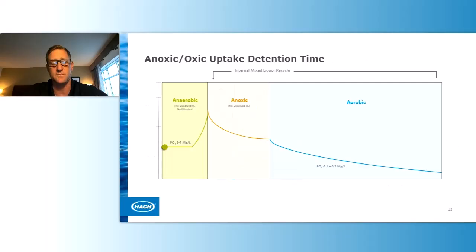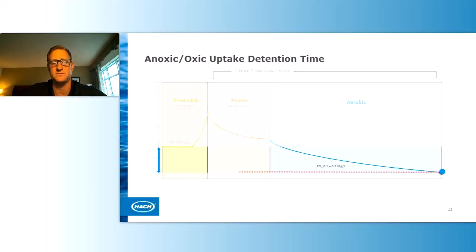This is just an animation showing what that would look like. We have 2 to 7 milligrams per liter of phosphorus coming in, and we increase that to a much higher level. Then, as the organisms get some combined oxygen, they can start uptaking phosphorus again into their cellular mass. As we move through the aerobic zone, the phosphorus gets removed even more. These organisms continue to uptake phosphorus, and in the end we have a net positive phosphorus reduction. This is what we call luxury uptake.